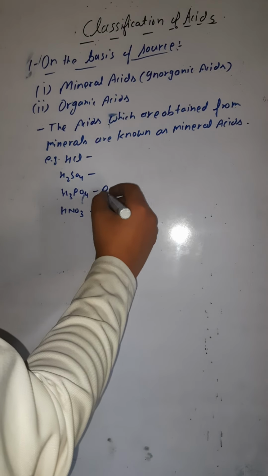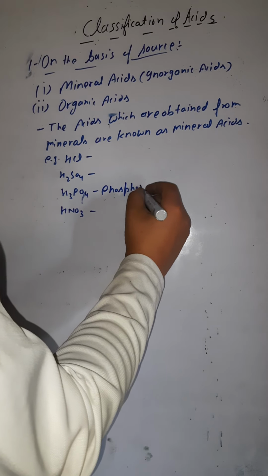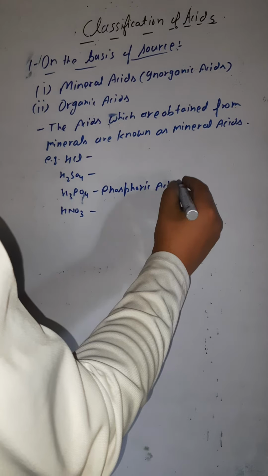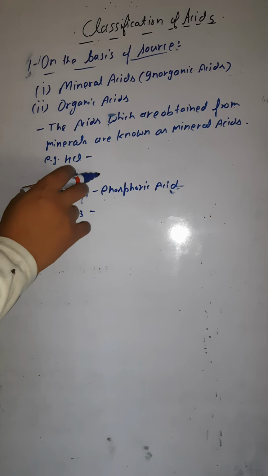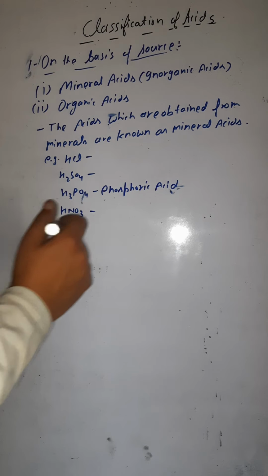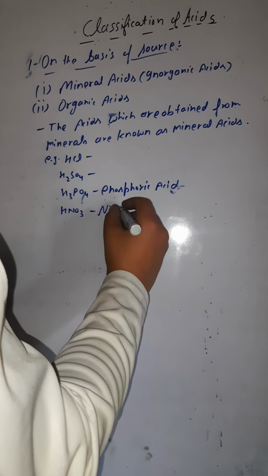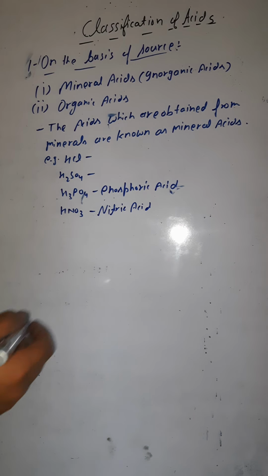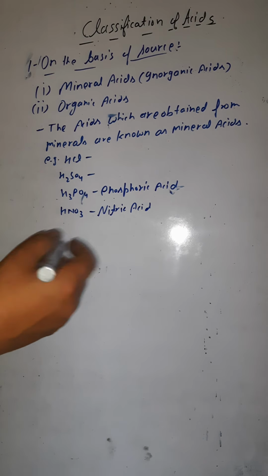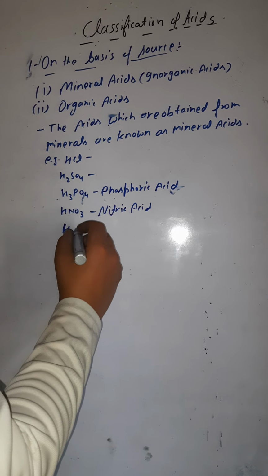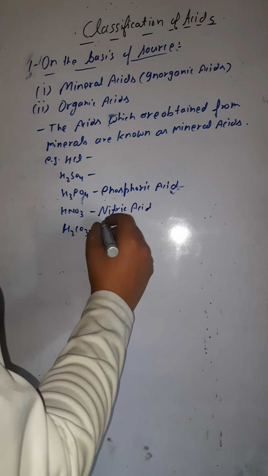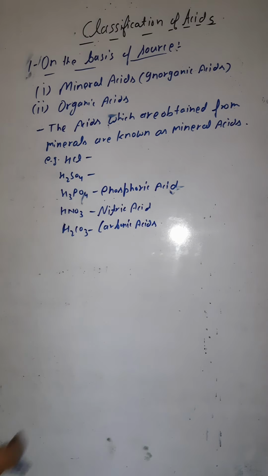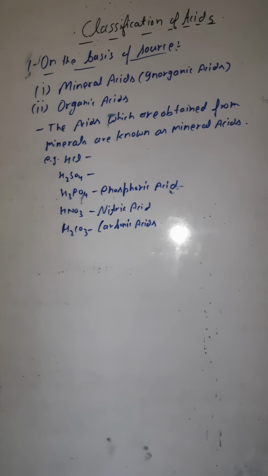Let me write it here. H3PO4 is phosphoric acid. H2SO4, you might know, is sulfuric acid. HCl is hydrochloric acid. HNO3 is nitric acid. One more could be carbonic acid, that is H2CO3. So these are some examples of the mineral acids, which are obtained from minerals.